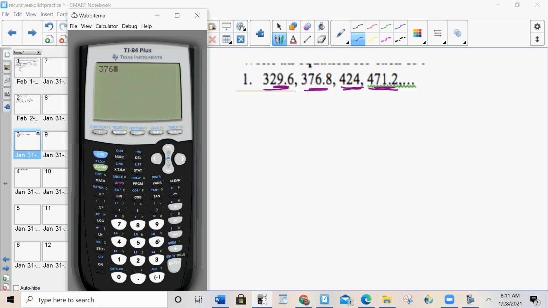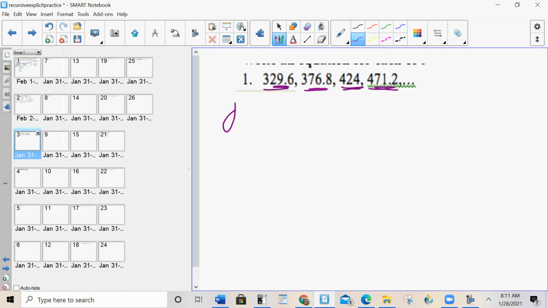So I always like to start by checking for arithmetic. So 376.8 minus 329.6. Now I'm going to do the next subtraction. 424 minus 376.8. And I'm going to try 471.2 minus 424. Do they all subtract to the same amount? Yes. So it's arithmetic, and that's D. If it wasn't, if they did not subtract to the same amount, then I would try divide. So it's arithmetic.